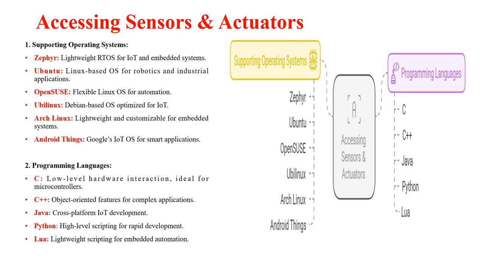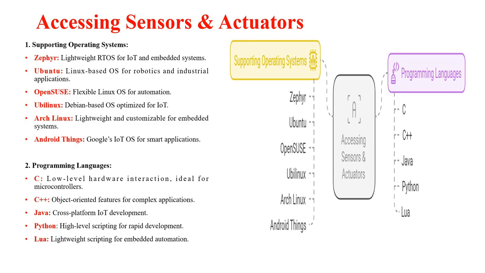Then you have Linux, a Debian based operating system optimized for IoT and embedded applications. Then you have Arch Linux, and it is a lightweight and customizable Linux distribution used in embedded systems. And the last is Android Things. It is a Google based operating system which is designed for IoT devices and smart applications.